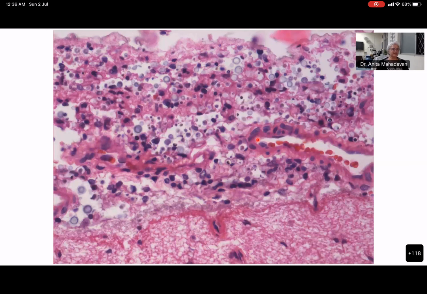If you take a histological section, this is what you see. Can you see this is the subarachnoid space? And you can see numerous rounded yeast forms. You can also see that some of them are budding. Can you see that? So this is cryptococci.